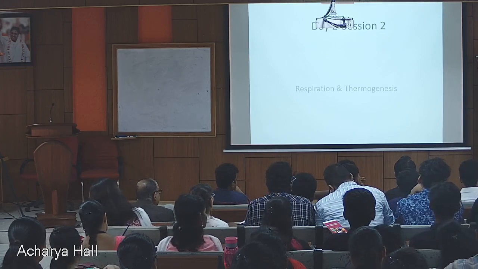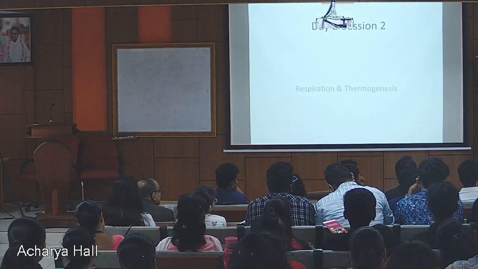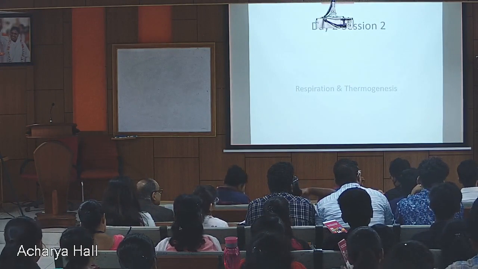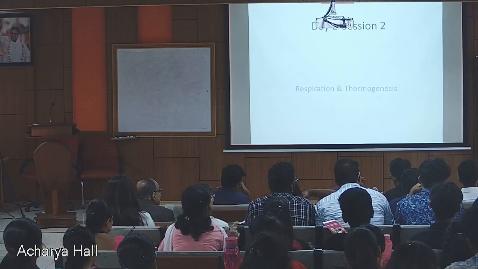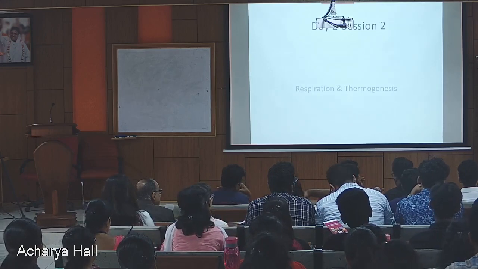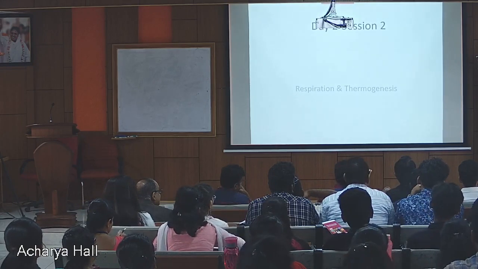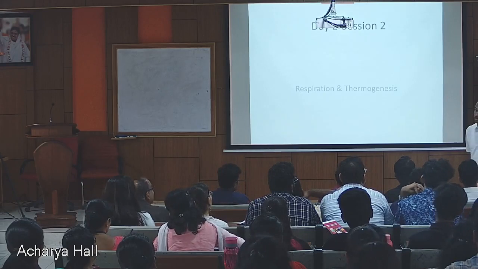Respiration and thermogenesis. What is thermogenesis? Generation of heat. What is the body temperature? 37. What will happen if you are at 20 degrees? Death. Good. So that is also important, no? So in chemical perspective, why is 37 degrees important? Why is 20 not? Chemical.